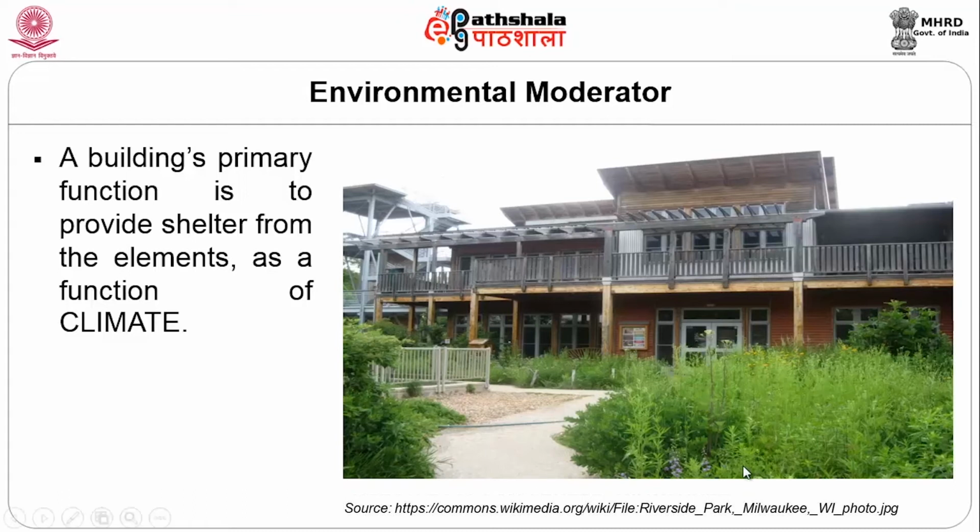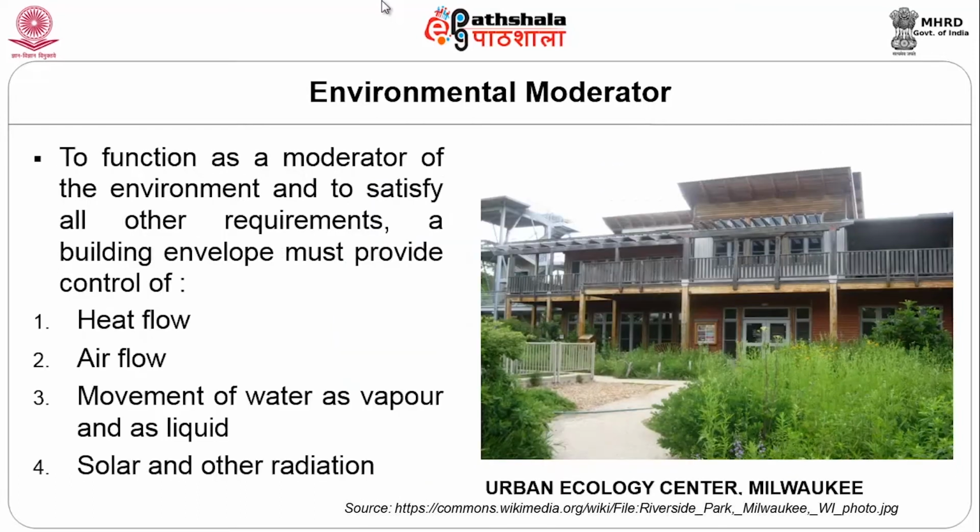So if you look at the example over here, we have the Urban Ecology Center in Milwaukee. Here you can clearly see the materials that are used, which are natural. They are salvaged. They are from a site that has been demolished. So all of this we need to take into factor. So the building has to be a moderating factor between the climate and the site and the inhabitants and the users.